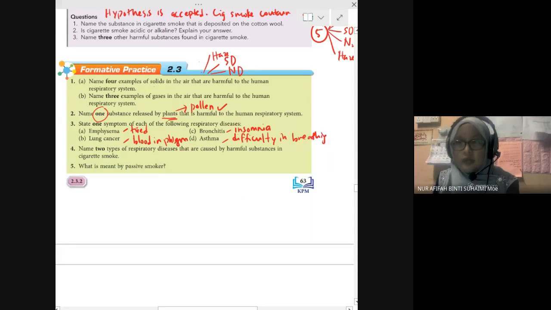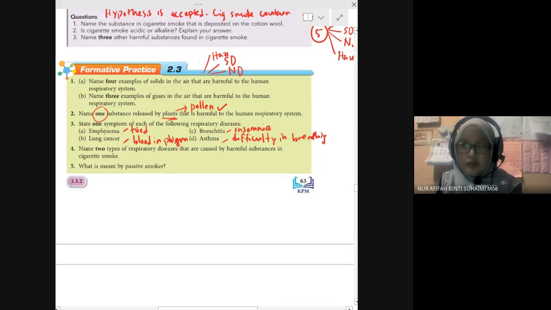So you cari yang berbeza daripada simptom tu. Apa yang beza? Kalau bronchitis apa yang beza? Yang kita tahu semua ni difficulty in breathing or shortness of breath. Tapi mesti ada salah satu simptom yang berbeza for each of the diseases. Okay, emphysema, tired, pain in breathing. Asthma, wheezing sound, shortness of breath. Bronchitis, insomnia, tak boleh tidur. Okay, lung cancer, got blood inflamed, coughing.